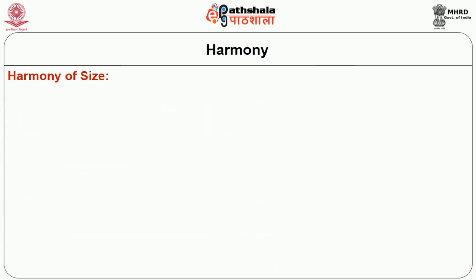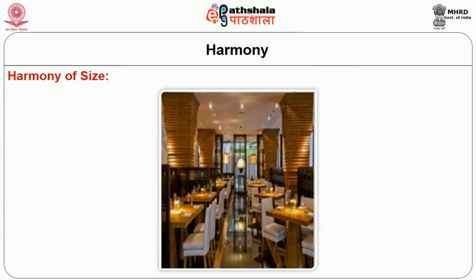Harmony of size. When objects of two different sizes are together, they give a feeling of being inconsistent. Scale, an aspect of proportion, is related to harmony of size. For example, a small sized room should be furnished with small furniture. Similarly, large furniture can be used in big rooms.